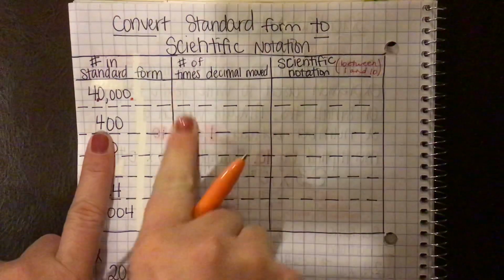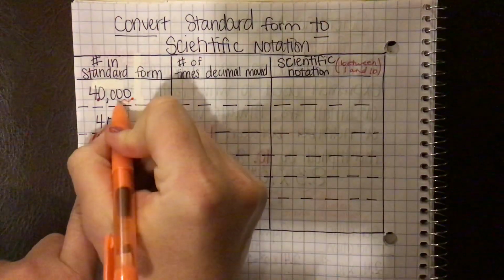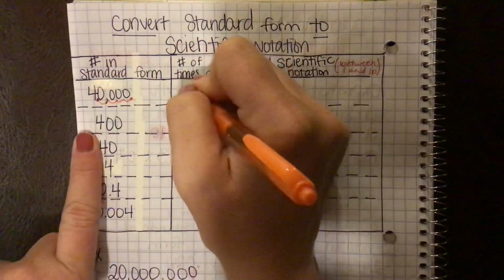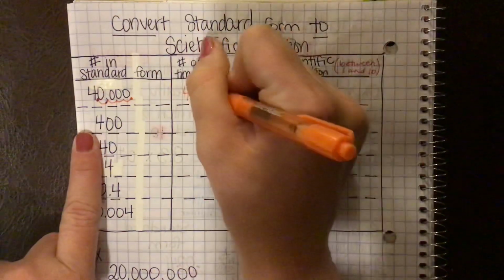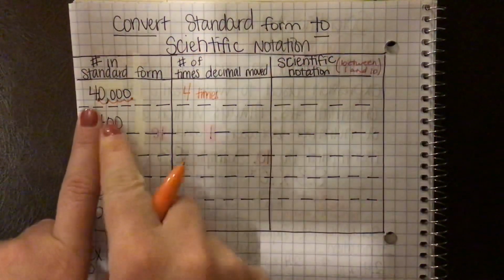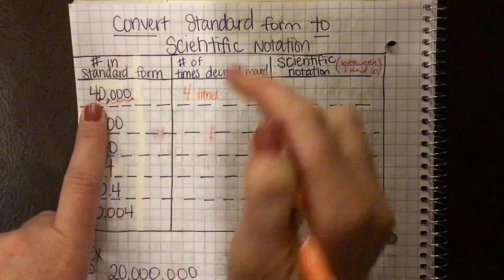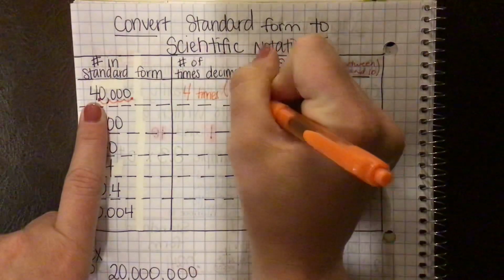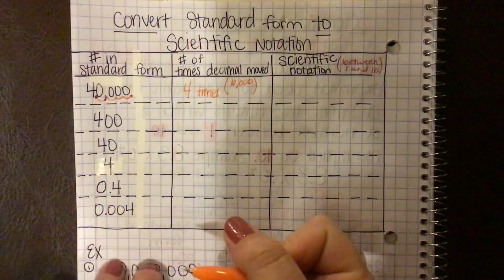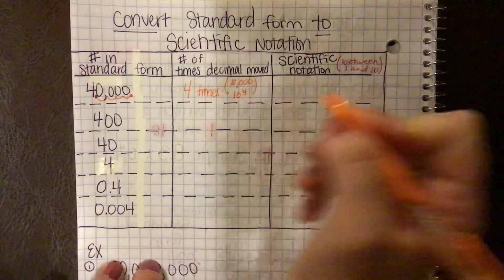So this column is number of times the decimal is moved. So it's 1, 2, 3, 4. So the decimal was moved 4 times. Or if you think about it, it was multiplied by 10,000, which would be 10 to the 4th power.